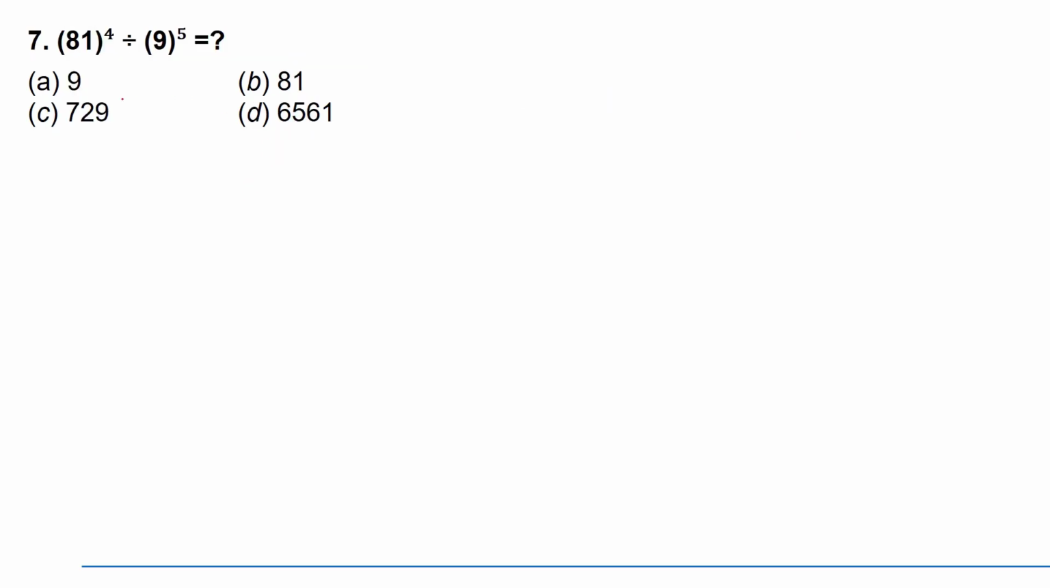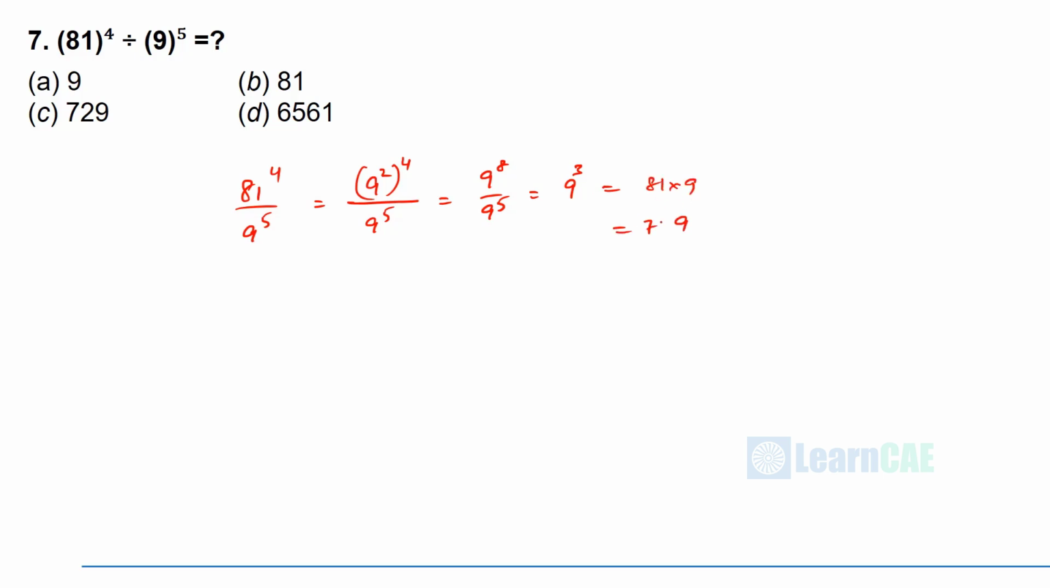Next question. This is another simplification problem. 81 power 4 divided by 9 power 5. 81 can be written as 9 square. So 9 square raised to power 4 divided by 9 power 5 is equal to 9 power 8 by 9 power 5, which is 9 power 8 minus 5, that is 9 power 3. So this will be equal to 81 into 9, which is 729. So the answer is 729, option C.